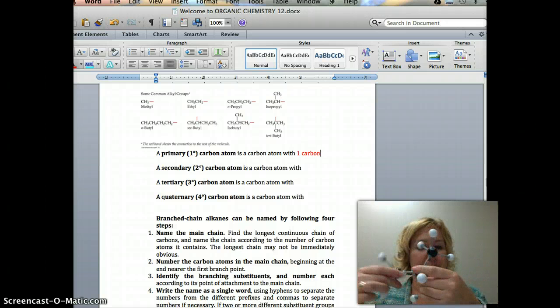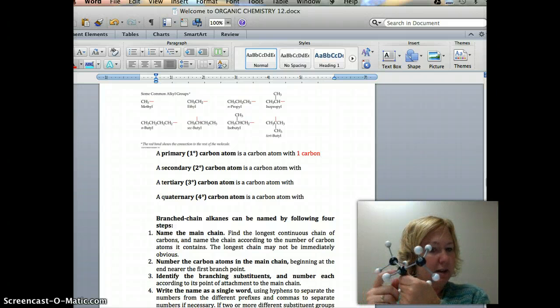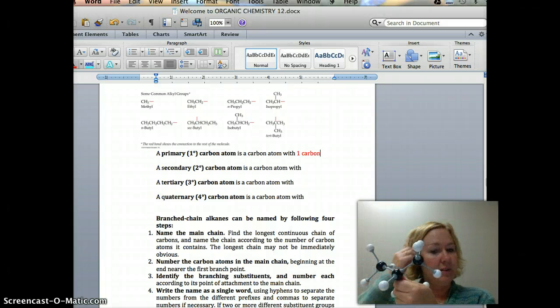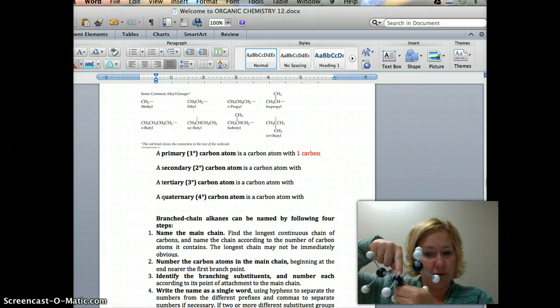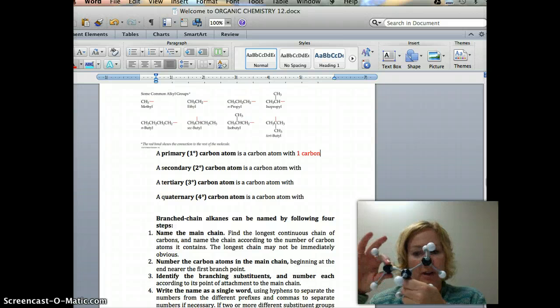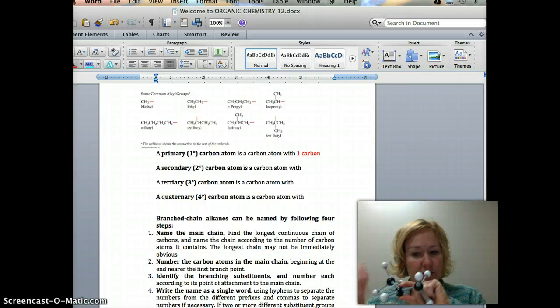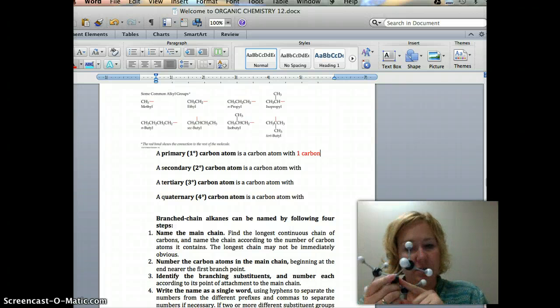A secondary: this guy, pretend this guy is a secondary carbon. A secondary carbon atom is a carbon with 2 carbons attached to it. So here's a carbon, here's 1 carbon, here's 2 carbons. It's got 2 carbons attached to it. You see where this is going, right? Tertiary. This is your carbon that we are talking about.